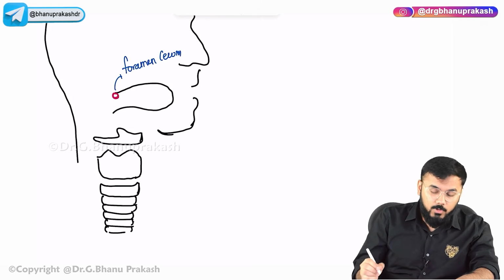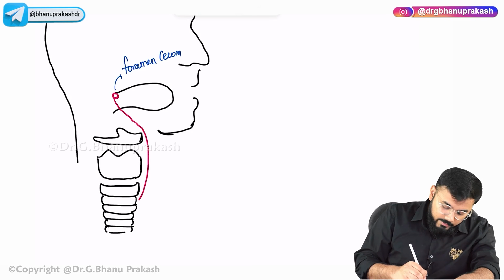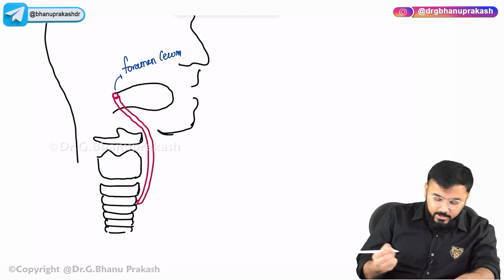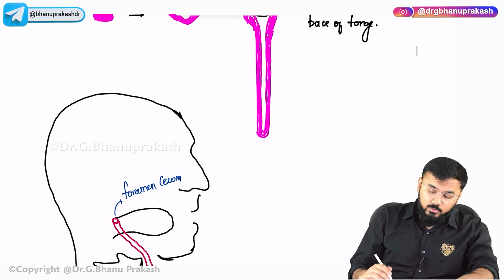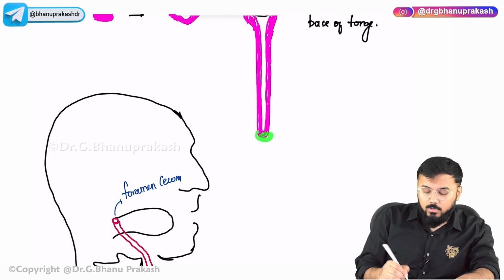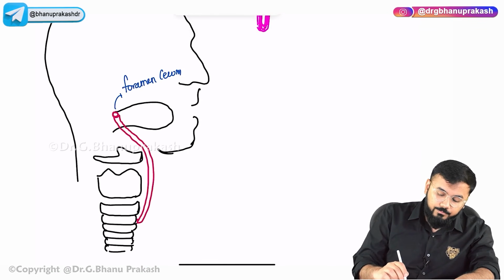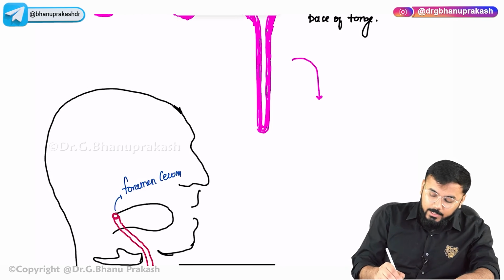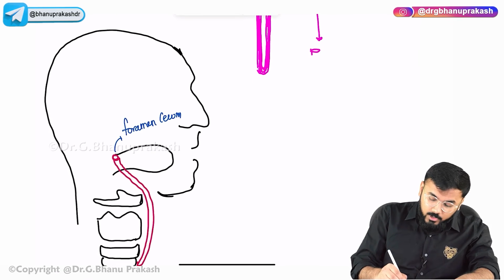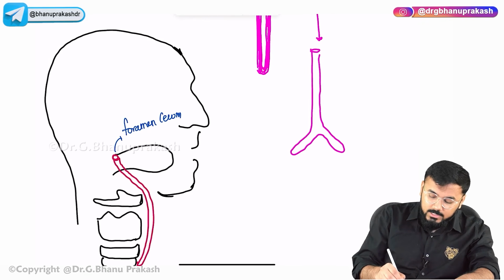Now from this foramen cecum you see a duct coming all the way down to the place where the thyroid gland is going to be. This part is called the tip of the duct. What will happen to this tip of the duct? Look here. This tip of the duct will bifurcate into two structures like this.